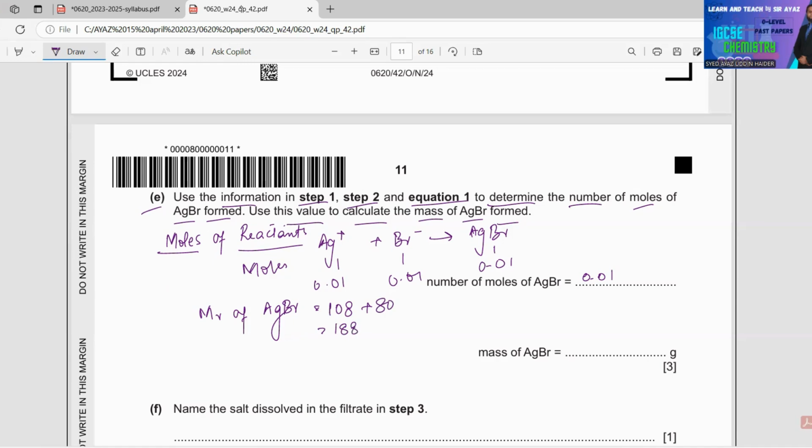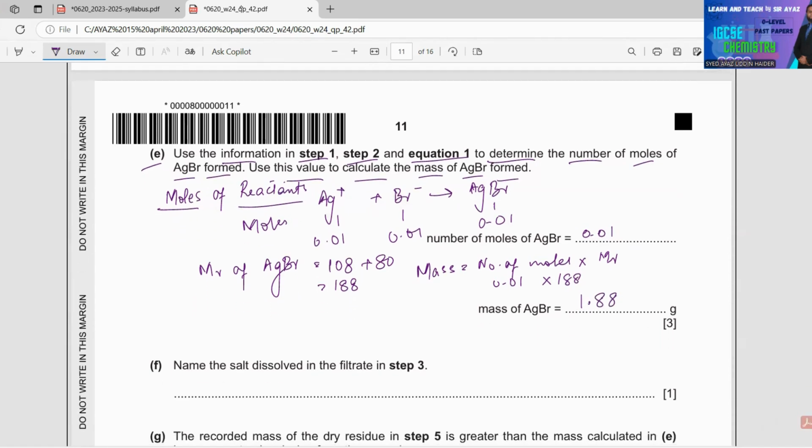So in order to calculate the mass of AgBr, what will we do? We will multiply the number of moles by the Mr. Mass equals number of moles multiplied by Mr. Number of moles is given, which is 0.01, multiplied by 188, and we will get 1.88 grams. This will be the answer for this part.